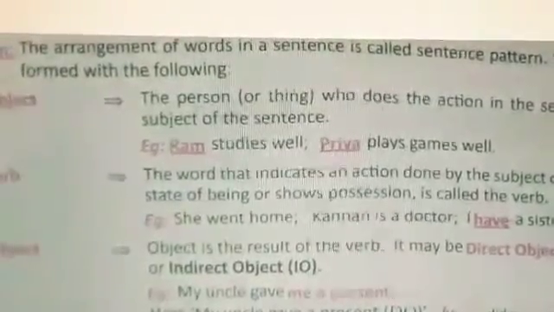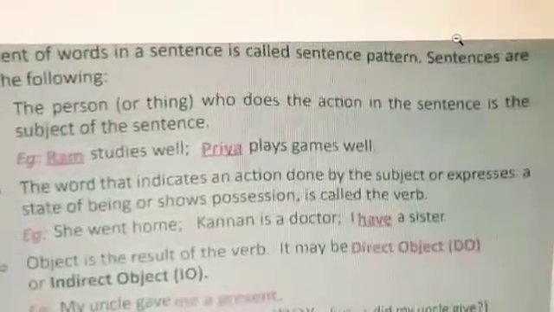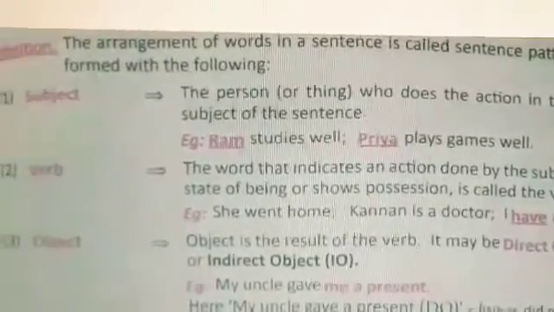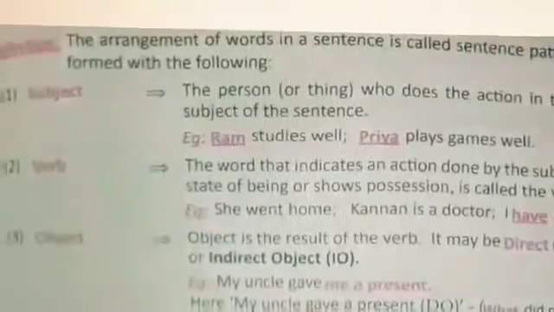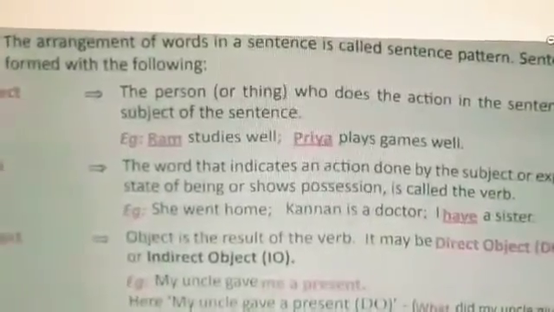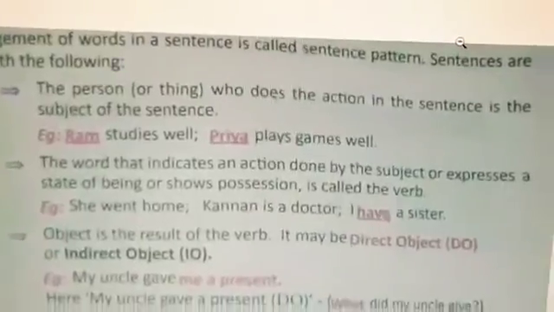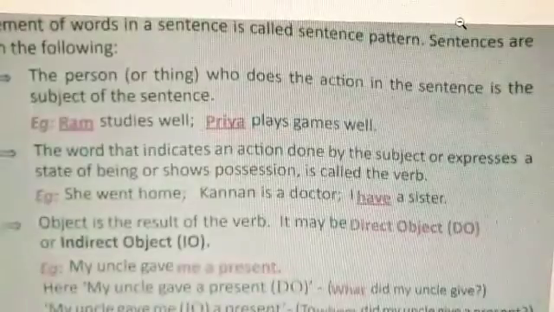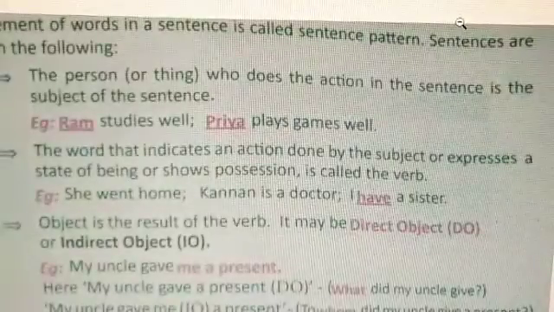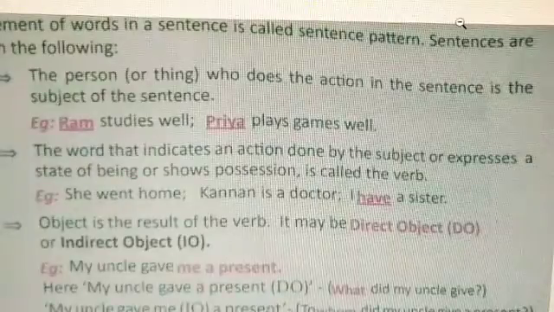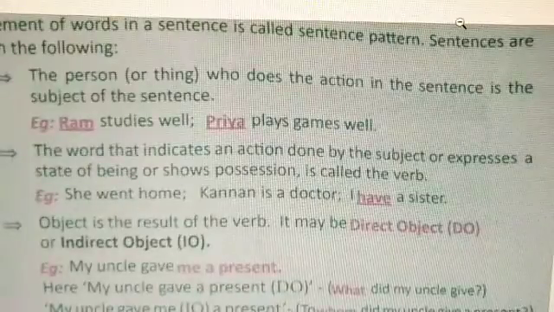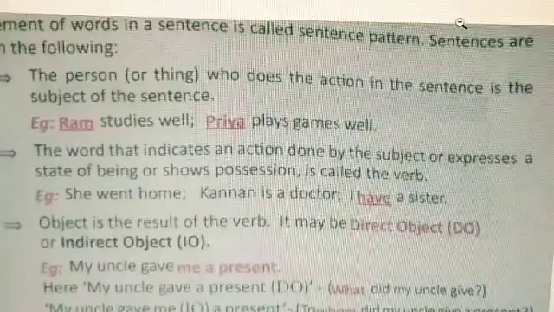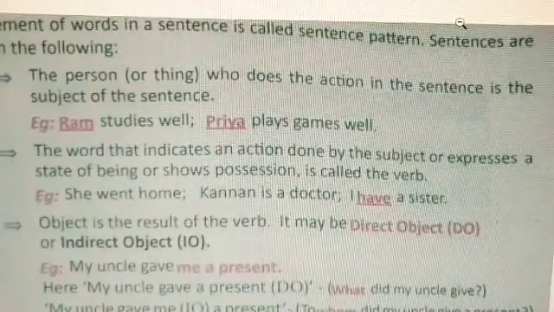Now we shall see the definition. The arrangement of words in a sentence is called sentence pattern. Sentences are formed with the following components. What are the components? First one, subject. You know any sentence has two divisions, subject and predicate. The first part, the head part, is the subject. The person or thing who does the action in the sentence is the subject of the sentence. It may be a noun or a pronoun. For example, Ram studies well. Which is the subject? Ram. And next, Priya plays games well. So Priya is the subject.